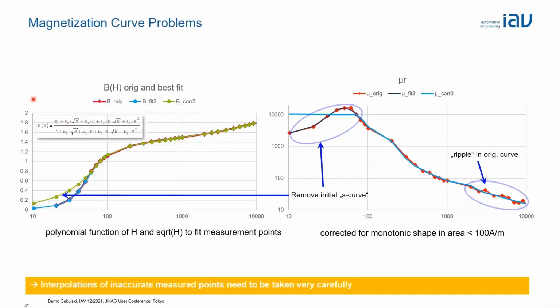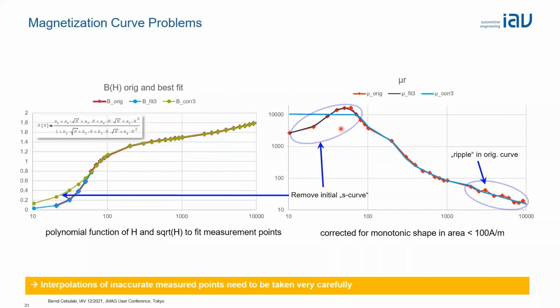The problem is it's still not reality. It's just interpolation. And if you look at the right curve, you might think that this ripple and the interpolation is just fine. But regarding the permeability, there are big changes due to this ripple. So depending on the interpolation that you apply on this curve, you get different results in simulation.